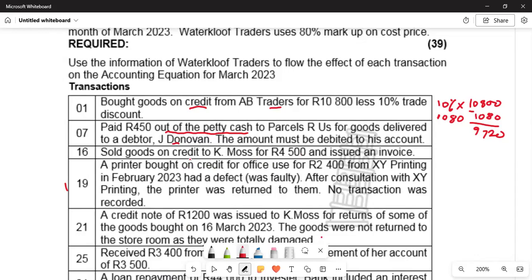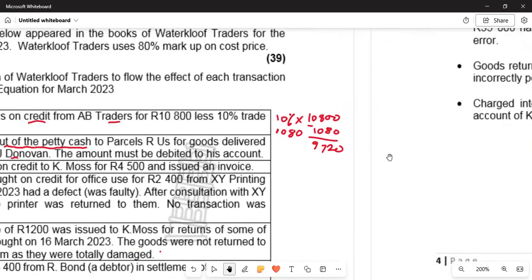Debtors control. Who is our debtor? It is K. Moss. So our debtors control is going to be on the debit side because our debtor is going to receive the goods that we are selling to him on credit. So that is why we are going to debit our debtors control, and then credit our sales, because we are taking out the goods to this debtor. So that is that.